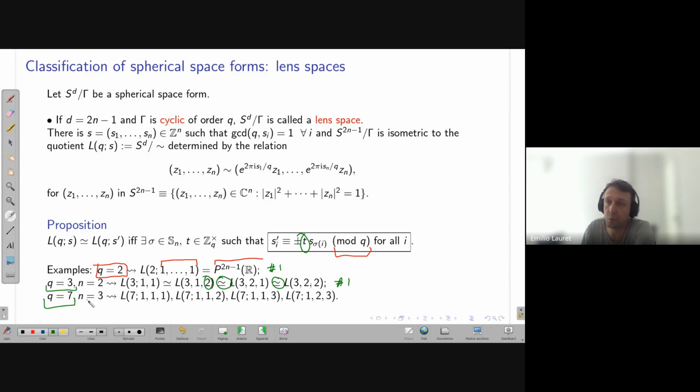And for instance, when you have 3 coordinates, remember, if you have n coordinates, the dimension is 2 times n minus 1. So in this case, it's 5. Okay, so the 5-dimensional length spaces with fundamental group of order 7 is isometric to 1 and only one of these 3. This is a representative set up to isometry. Okay, are there questions?